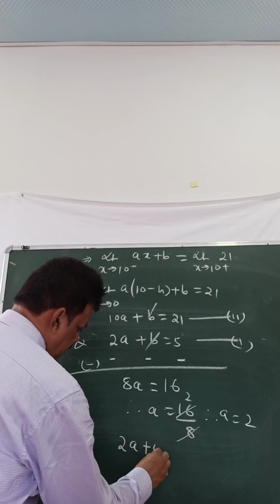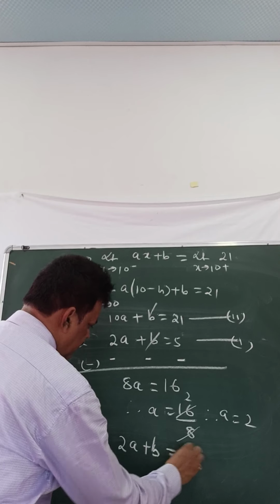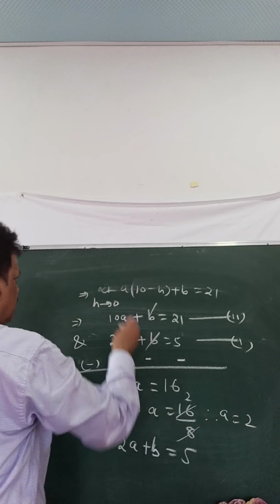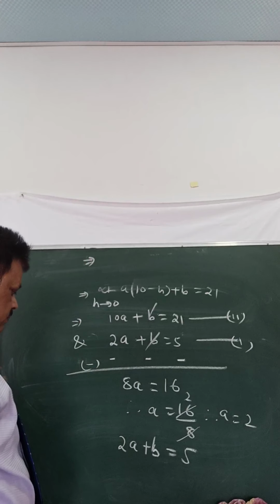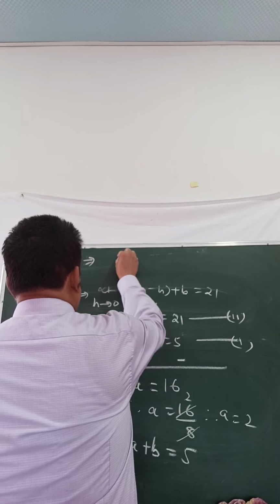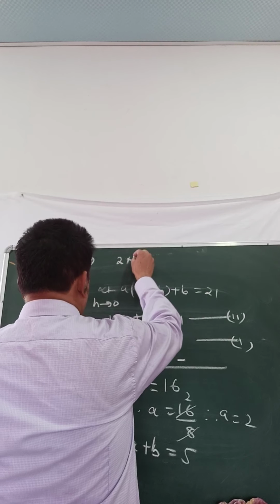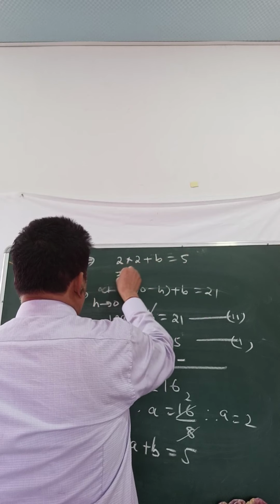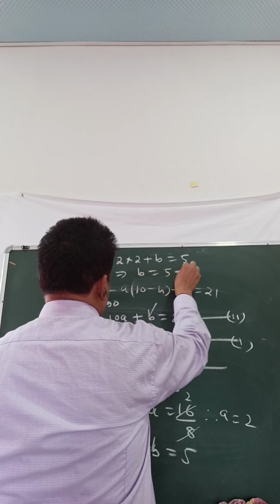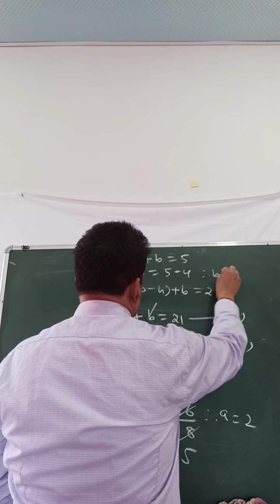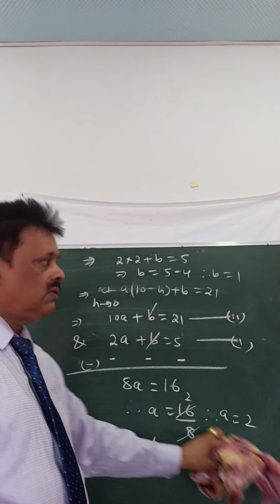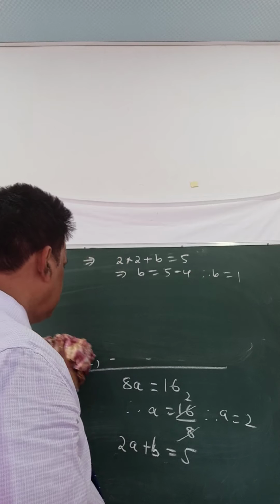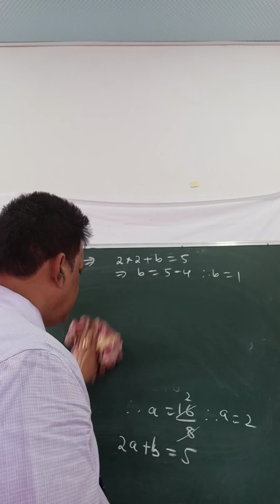You can put it anywhere. 2a plus b equals 5 implies 2 times 2 plus b equals 5, which implies b equals 5 minus 4. Therefore, b equals 1. So this is how you are solving it. Achha, these are about the continuity at a point.